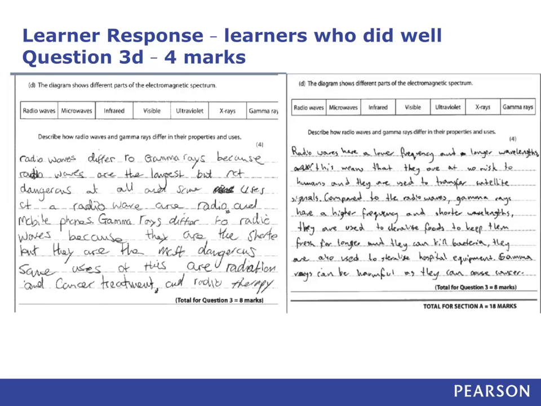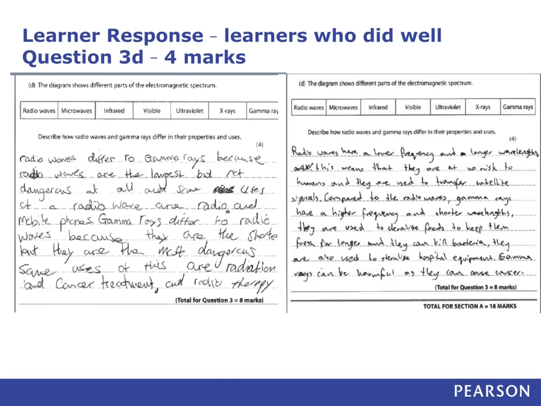The learner states that radio waves are the longest. Due to the comparative word longest, this gained a mark for comparison of the wavelength. Later in the response, the learner has stated that gamma rays differ to radio waves because they are shorter but they are most dangerous, which also scored 1 mark for the comment on the relative danger. Finally, the learner has given a use for radio waves.